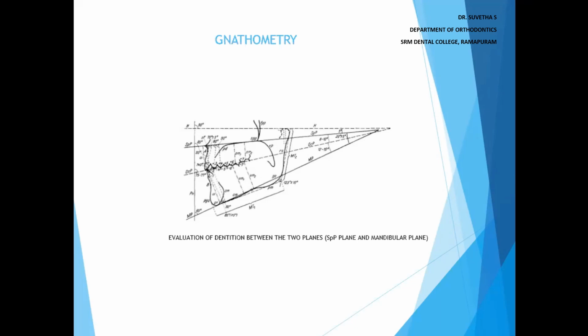You can see that they have measured the inclination of the upper and lower incisors. They have calculated the body of the mandible, ramal height of the mandible. They have measured the width of the maxilla. All those measurements have been carried out and the proportions have been brought about.